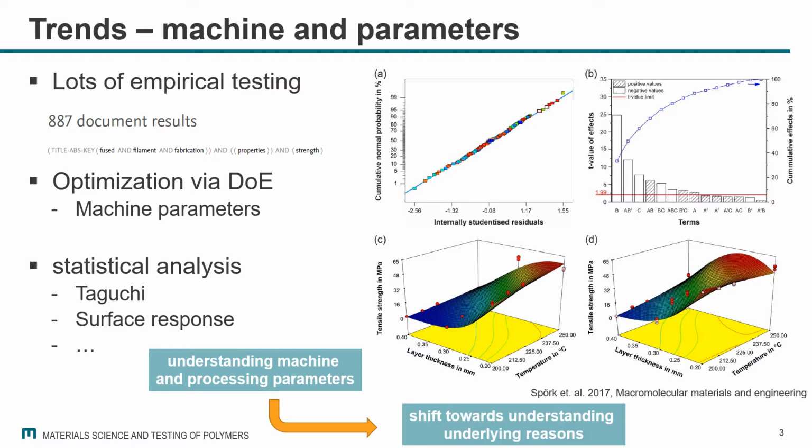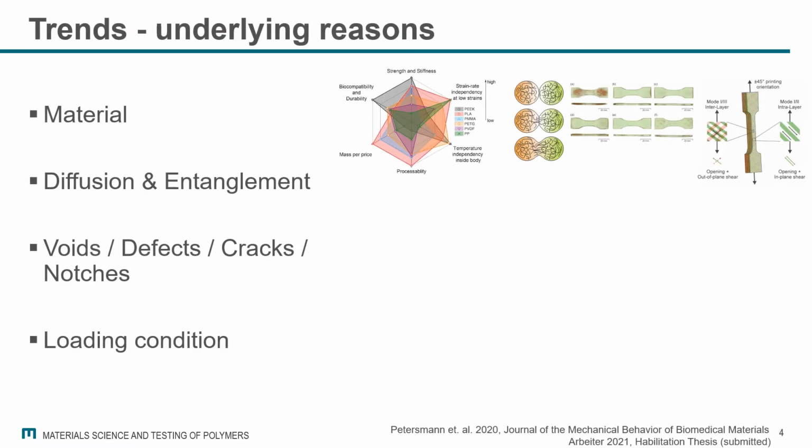However, I would say now there is a shift towards understanding the actual underlying reasons of the resulting properties of the polymeric materials. And these underlying reasons can, for example, be categorized in these four subcategories.